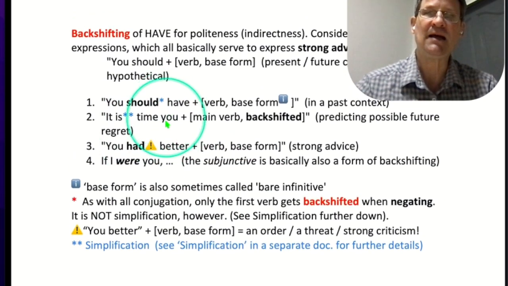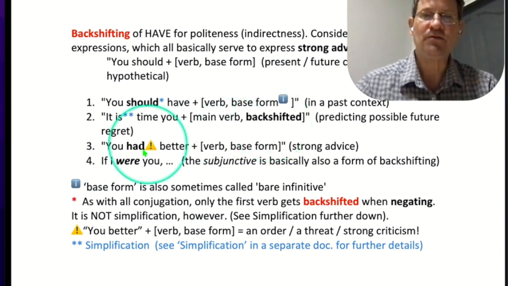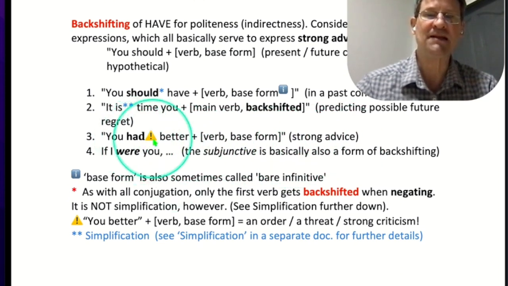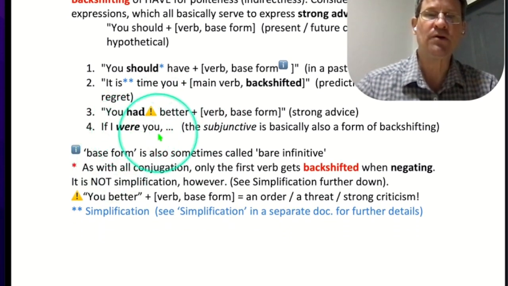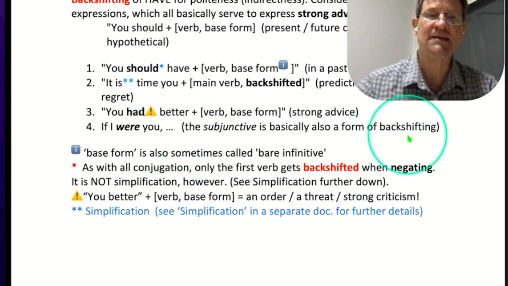And it's time you, and then take the verb and backshift it. It's time you understood this aspect in English. You had better is the same form. Backshifting of have meaning the situation. The situation is you have to better understand, so you had better understand. The to goes away, and if I were you is making a suggestion or giving advice.